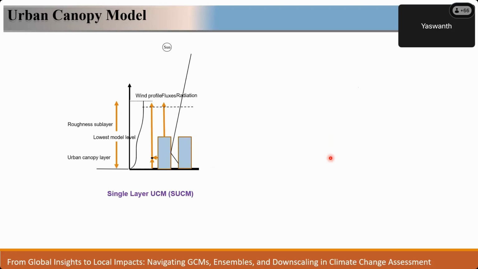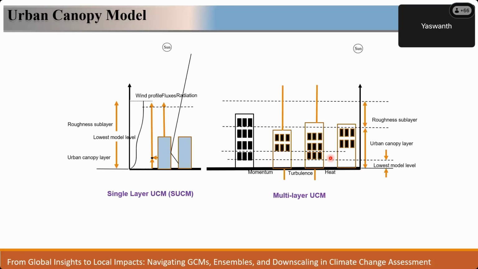The necessity of the urban canopy model in any numerical weather prediction is to better capture the wind profiles as well as the radiation fluxes. For example, if you consider the weather research forecasting model, we can couple it with single-layer urban canopy models and multi-layer urban canopy models.